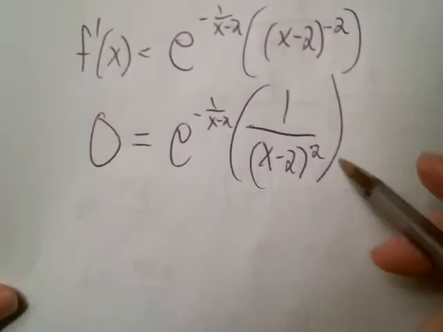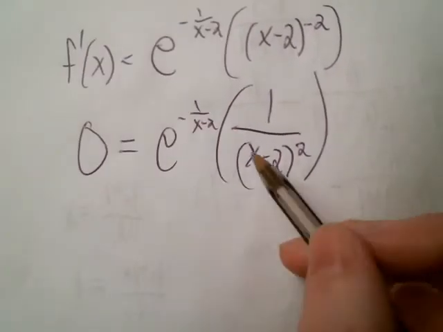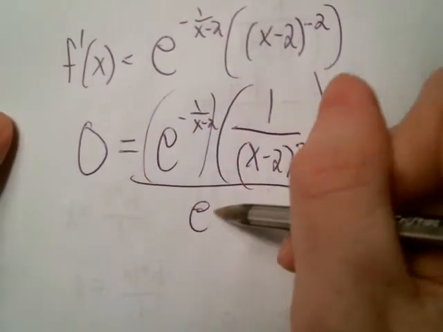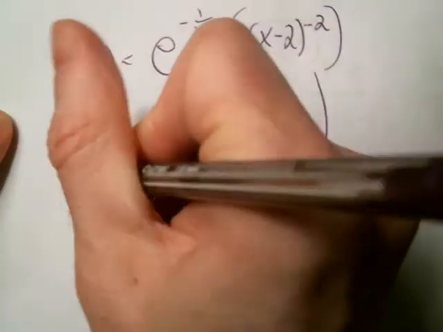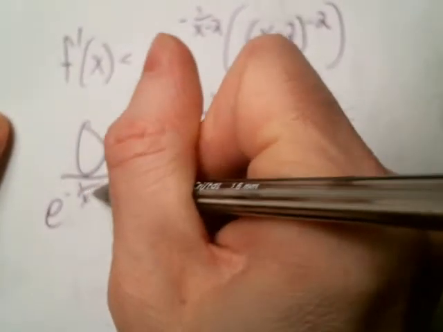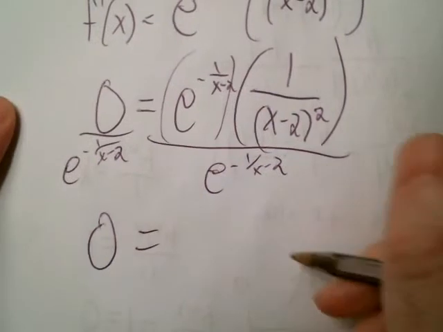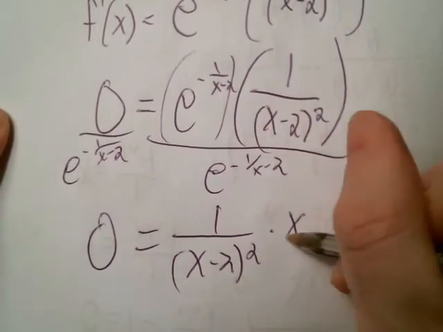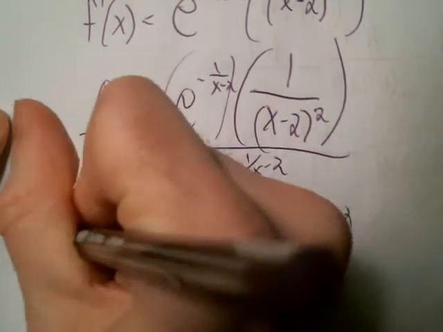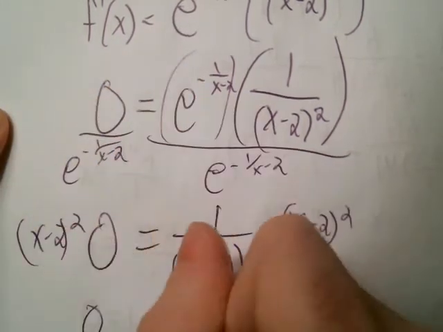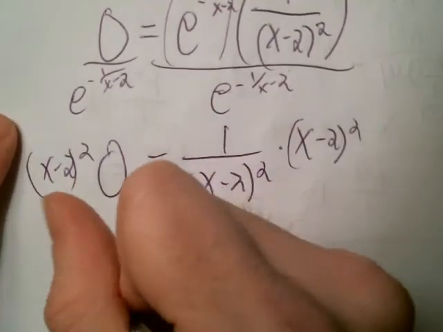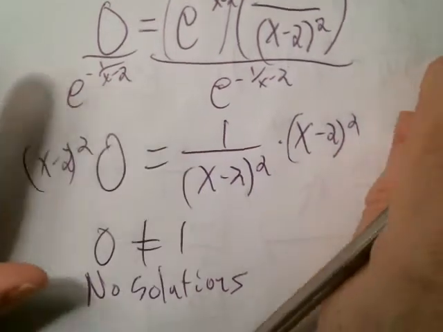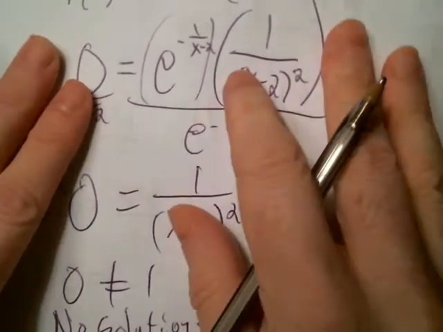So you can try to solve it, right? You can divide both sides by this thing, e to the -1 over x minus 2, e to the -1 over x minus 2, and you just get 0 equals 1 over x minus 2 squared. And then you can multiply both sides by x minus 2 squared, and you get 0 equals 1, which means there's no solutions to that equation. Okay, so there's none of the traditional critical numbers where the derivative is equal to 0.